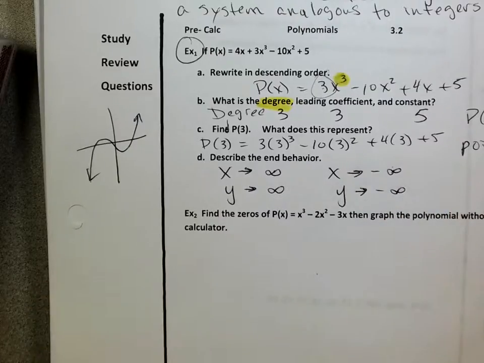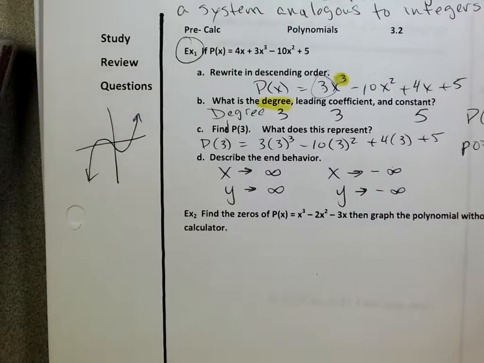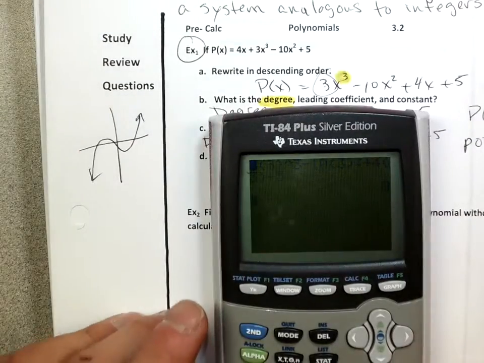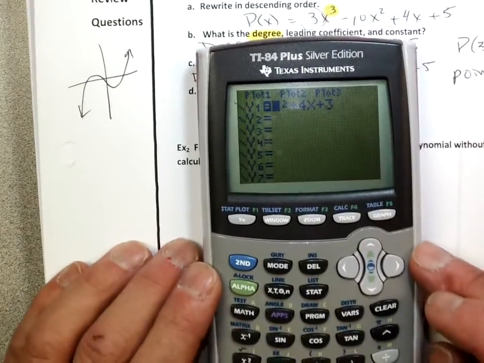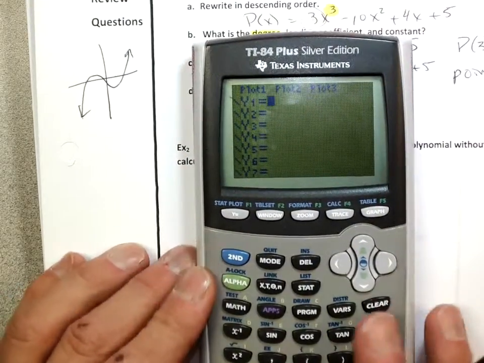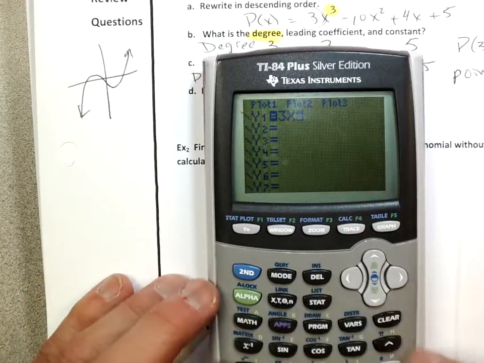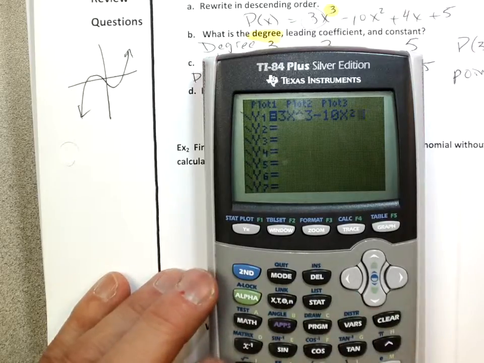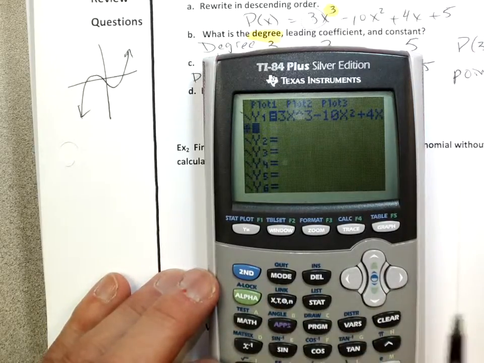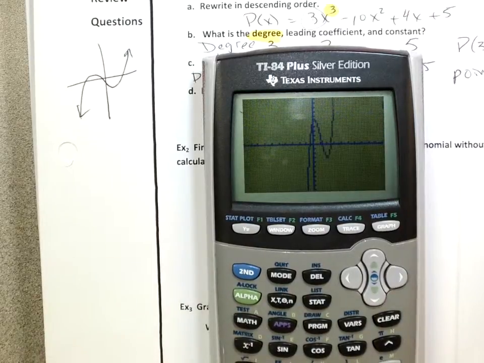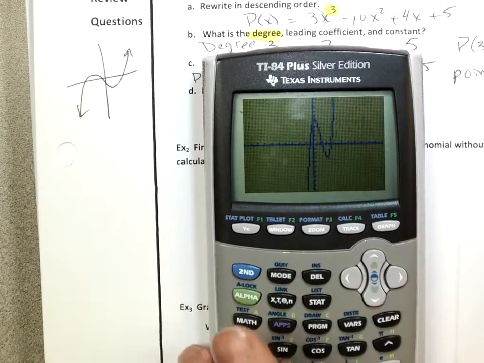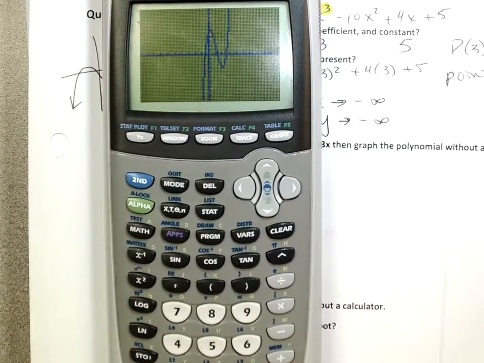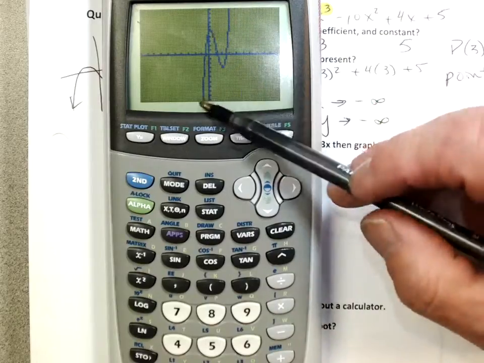Now we can always graph this on a calculator, right? You're just taking my word for that. So let's graph it. Why not? Clear. Let's go y equals 3x to the third minus 10x squared plus 4x plus 5. And let's graph it. Okay, there it is. And what do you know? It looks just like I said it would, right? End behavior, it's going off to infinity on one side and down to negative infinity on the other. You can see that.